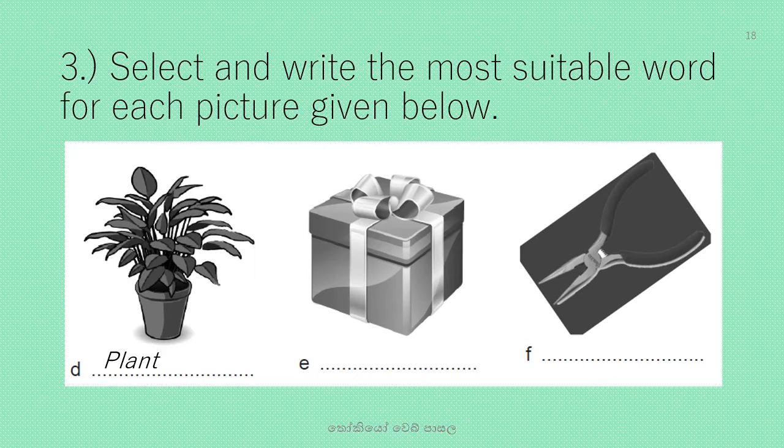What is E? It is a present, or a gift. What is F? It is pliers. I told you what pliers are, which we use to shape different wires. So this is what we call pliers.